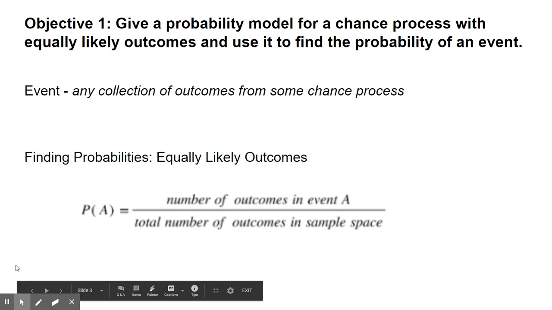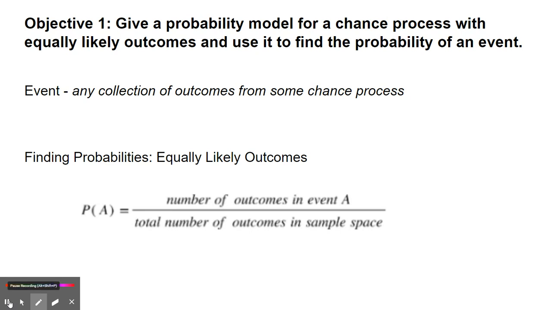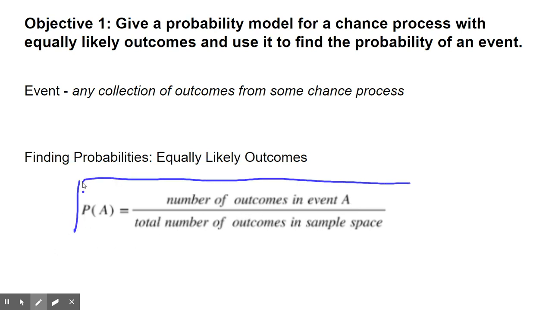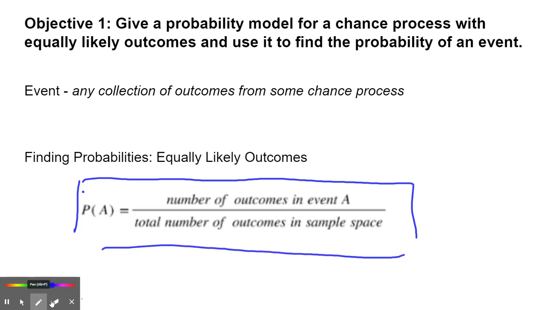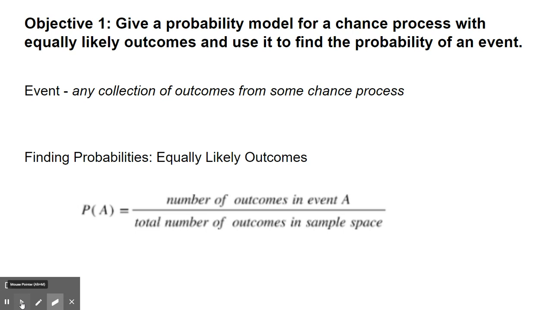So when you talk about probability, we're looking for the probability of an event to occur. An event is just some outcome in the chance process. When we are looking at equally likely outcomes, the probability of an event is just the number of times that event can occur out of the total number of outcomes. And this is how you typically have found probability in the past. Okay, so let's take a look at the next slide here.